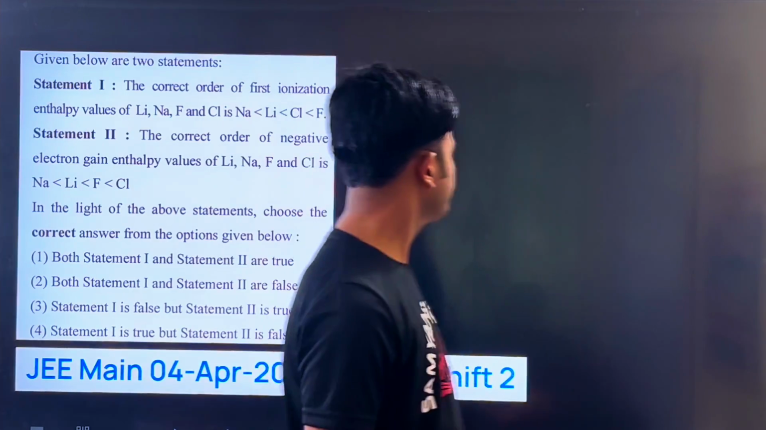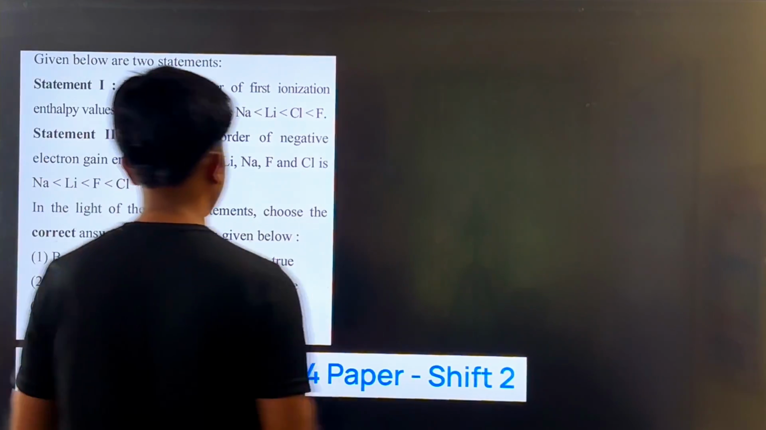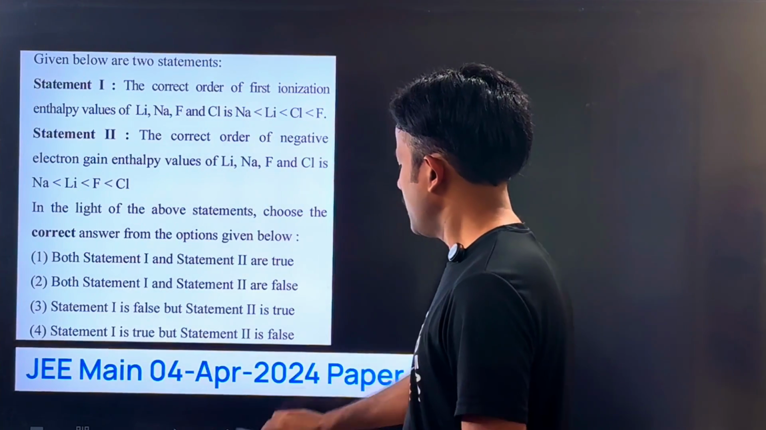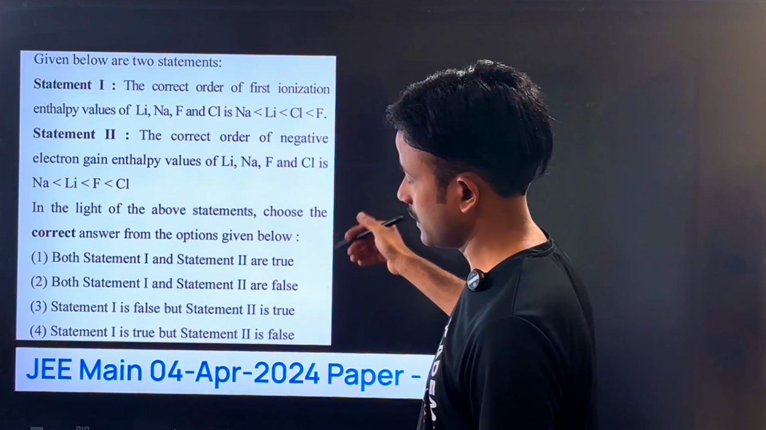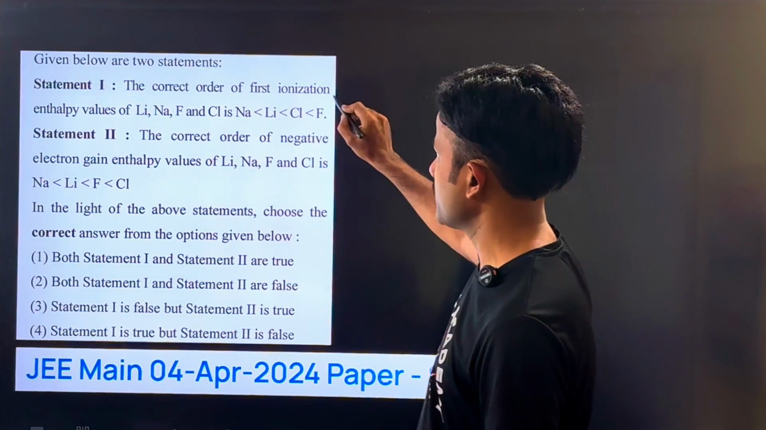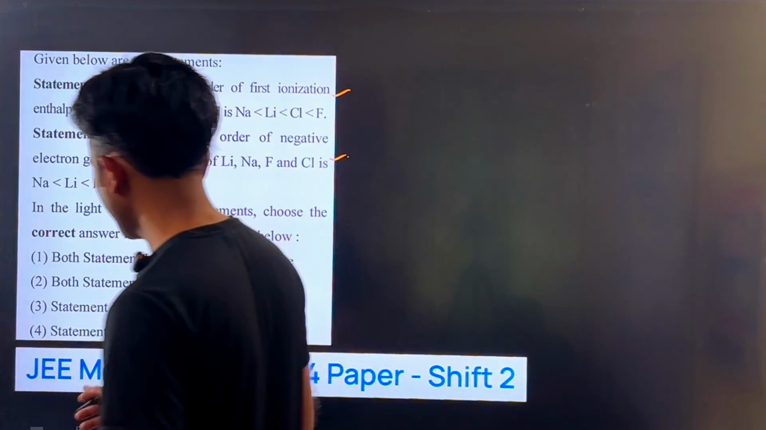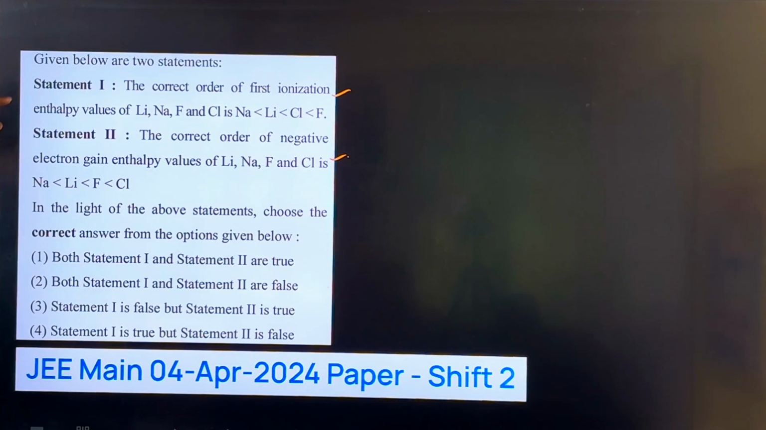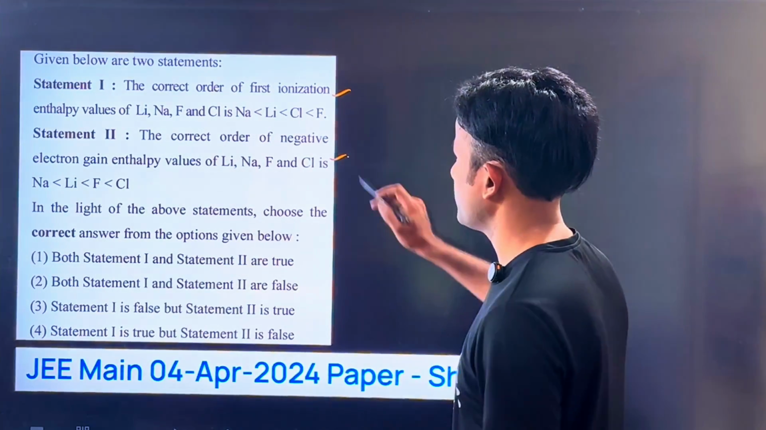Given below are two statements. Statement 1: the correct order of first ionization enthalpy values of lithium, sodium, fluorine and chlorine is as given. Read them one by one, and in statement 1 and statement 2 you have to select which one is correct and which one is not correct. This is an assertion-reason type question, but statement 1 and statement 2 are given. Now the given elements, just arrange them in periodic table order.